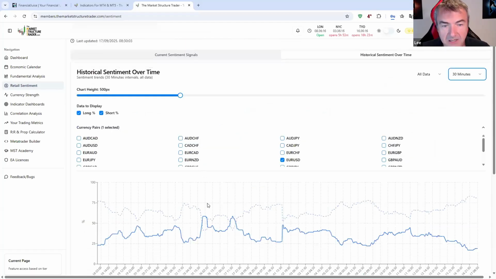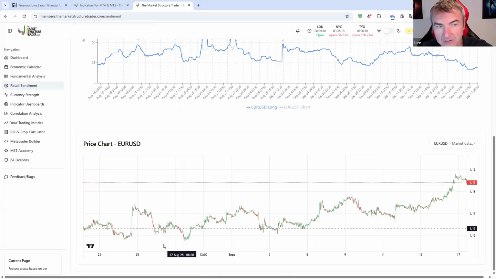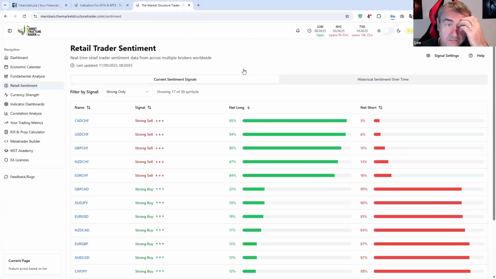So that's a 30-minute view. So you can see the movements in the opposite directions much more clearly. Okay, so that's your retail sentiment. A lot of people trade by retail sentiment. I have done in the past, but part of the reason I've got this data in here is so that I can put together an overview of each individual currency and see whether there is a signal with retail sentiment, with fundamental analysis, with currency strength, with indicators to build that picture of whether we should be going long or going short.